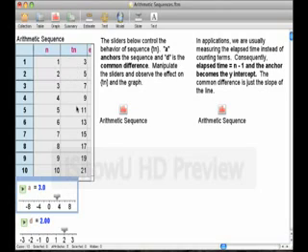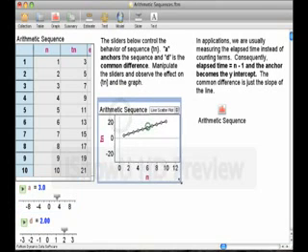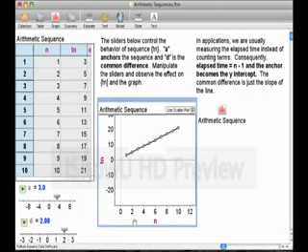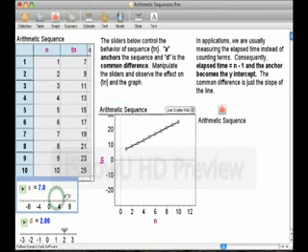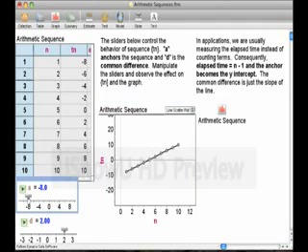All right, that said, let's take a look at what happens when we graph an arithmetic sequence. If we plot the position number versus the term's value, what we'll see is the points that result will fall on a line. And if I increase the initial value, that line will move up. If I decrease the initial value, that line will move down, but it will stay a line.